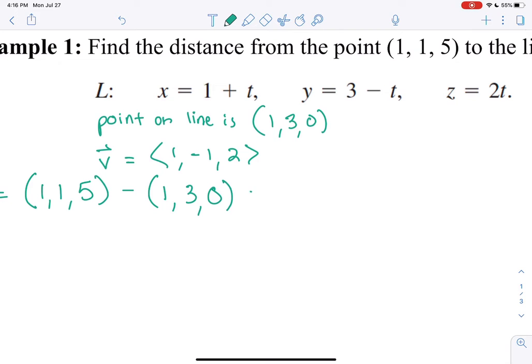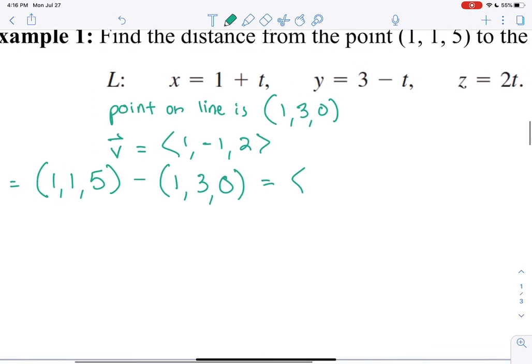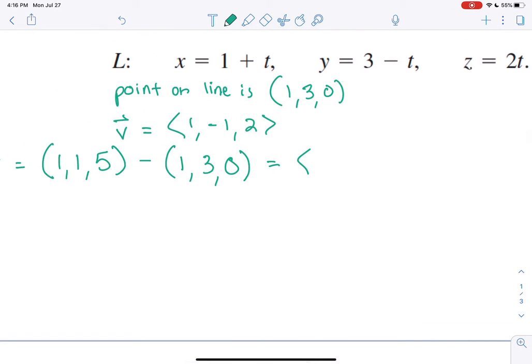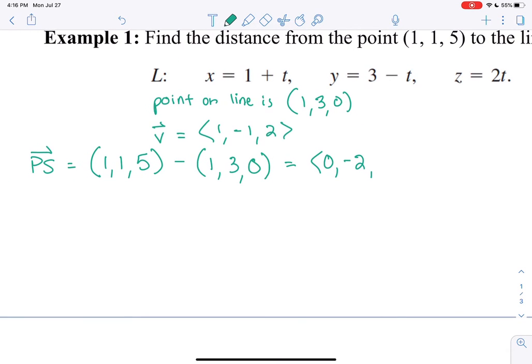which gives me the vector: 1 minus 1 is 0, 1 minus 3 is negative 2, and then 0 minus 5 is negative 5.